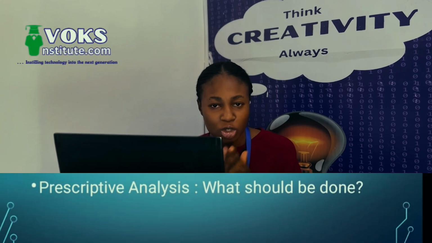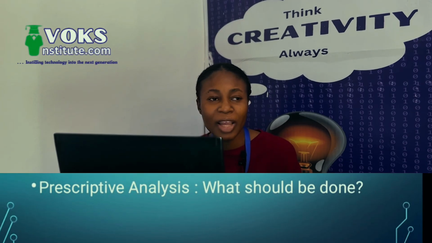The last type of data analysis we have is prescriptive analysis. Prescriptive analysis tells us what should be done. It is a type of analysis that suggests actions to achieve desired outcomes. It combines insights from predictive analysis with optimization to tell us what should be done. An example is optimal inventory levels or marketing strategies based on predictive insight. So what prescriptive analysis does is that it helps us to guide decision making to achieve the best possible outcome.